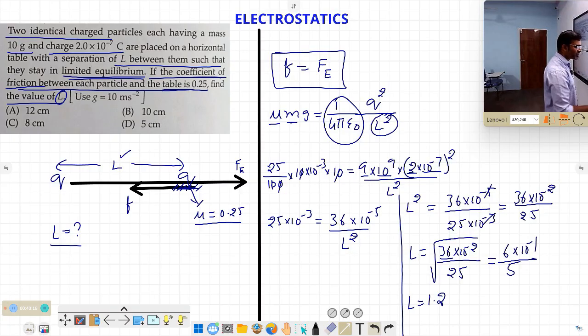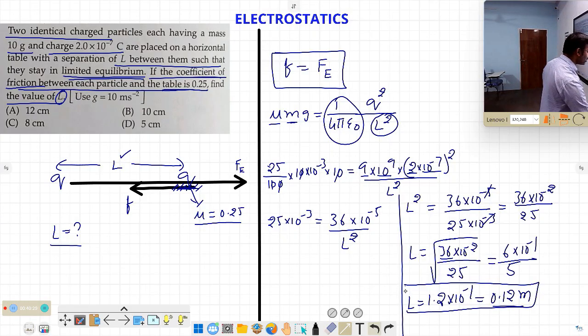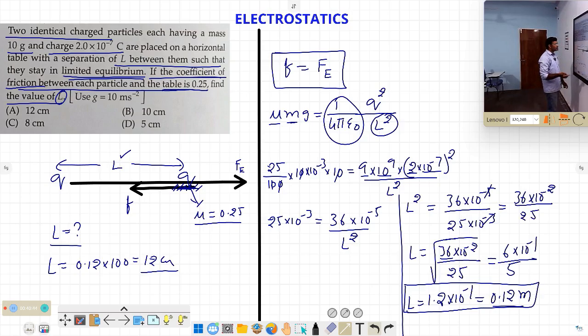And 1.2 into 10 power minus 1, that is nothing but 0.12 meters is the answer. So length between these two is 0.12 meters. In terms of centimeters, the answer is given. This L value in terms of centimeters is 0.12 into 100, that is equal to 12 centimeters. If you look at the options, the first option is correct for this question.